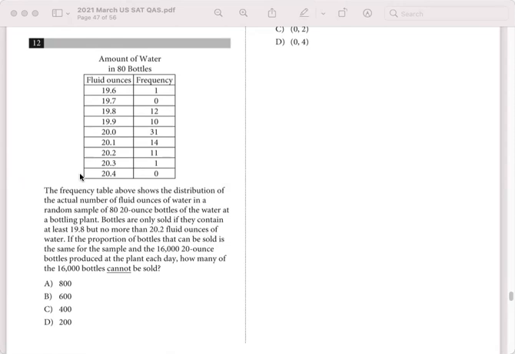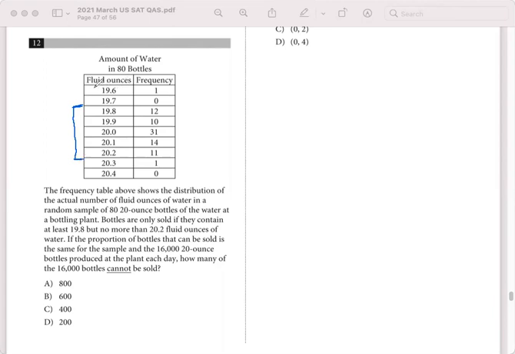Bottles are only sold if they contain at least 19.8, but no more than 20.2 fluid ounces of water. Okay, so that means that they have to have at least 19.8, but they should not be more than 20.2. So this is the range in which the bottle would be sold. If the proportion of bottles that can be sold is the same for the sample and the 16,000 20-ounce bottles produced at the plant each day, how many of the 16,000 bottles cannot be sold, right?